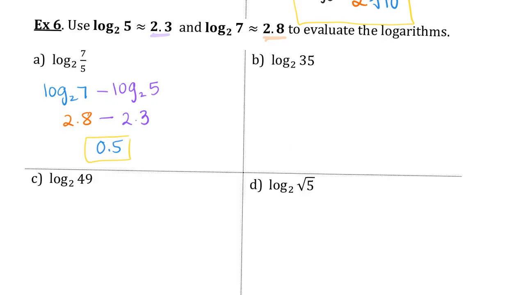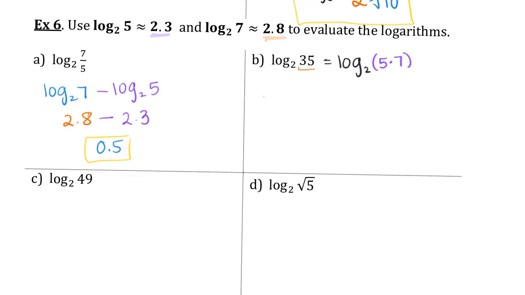Okay, let's look at B. They want me to do log base 2 of 35. But I only know 5 and 7. So I need to rewrite 35 in terms of 5 and 7. How can you use 5 and 7 to get 35? Yes, I do 5 times 7. 5 times 7 is 35. This is better because now I can use my log properties. I cannot use them until I separate them first.